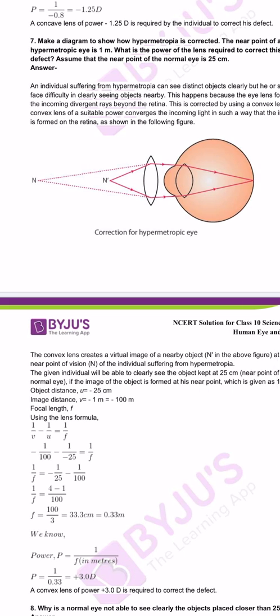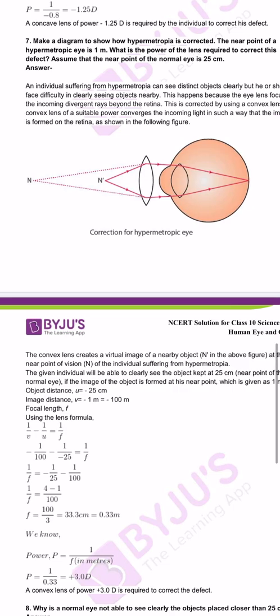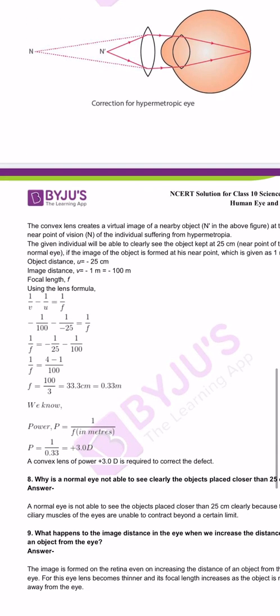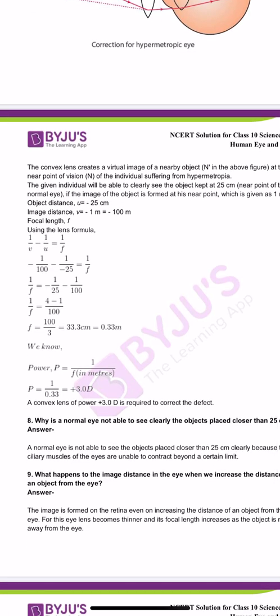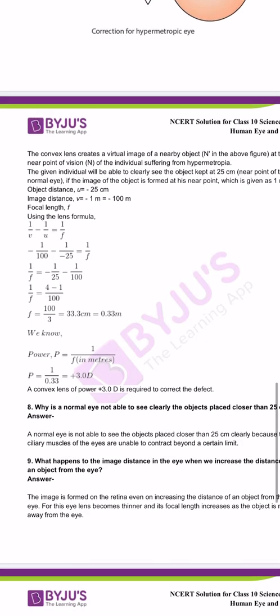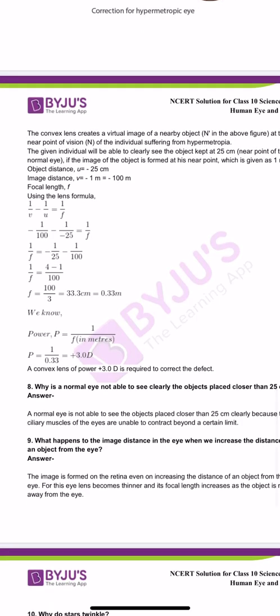We have used a convex lens and the image is formed on the retina. Now, we have to find the power also. In this case, we take u as minus 25 centimeter, that is the near point of the normal eye, and v is minus 1 meter, that is given in the question, and this is minus 100 centimeter.